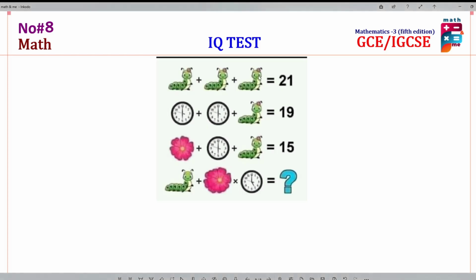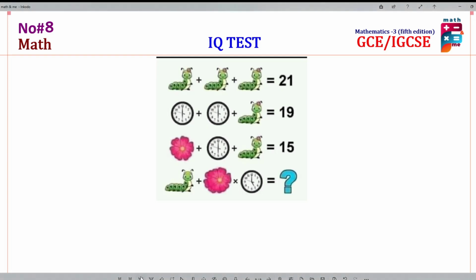This video is for an IQ test. Here is a picture. We are seeing that 3 insects equal 21. Here, 2 watches plus insects equal 19. Here, flowers plus watch plus insects equal 15. And here, insect plus flowers times watch equals what? What will be the answer? So let's start.